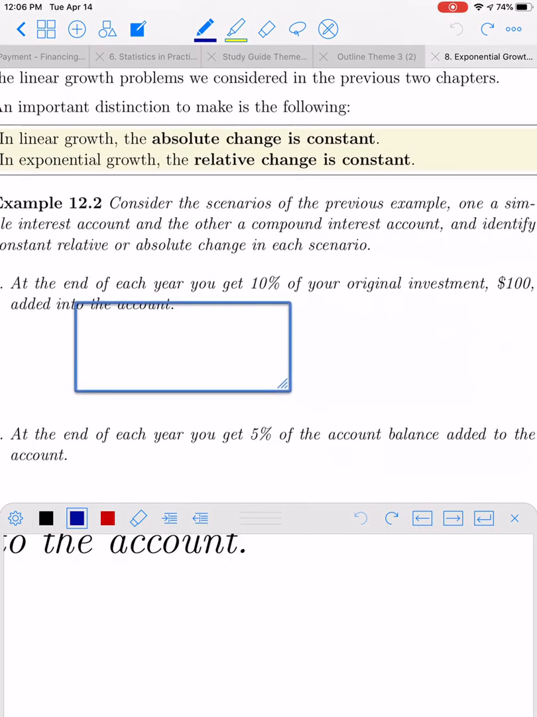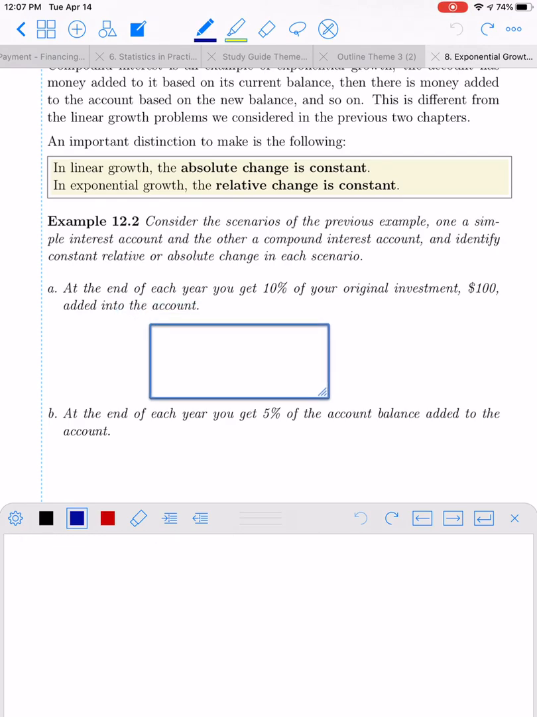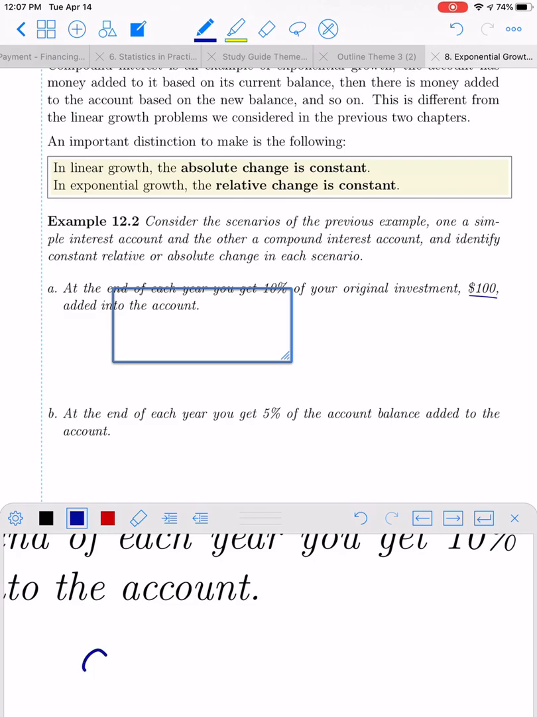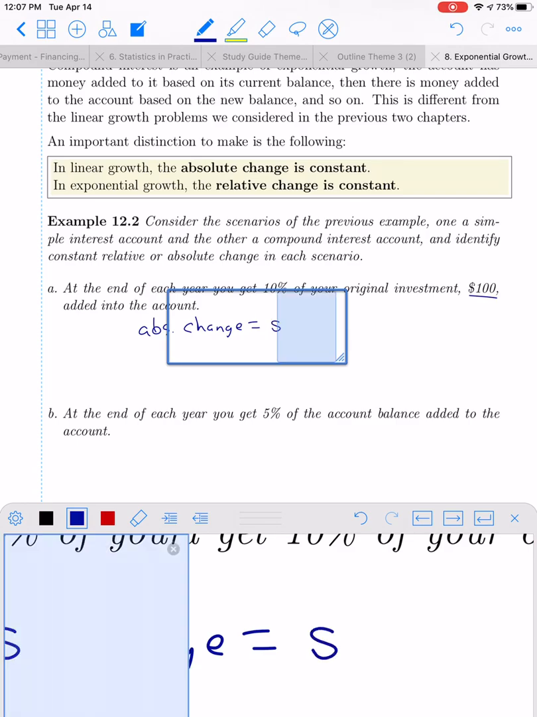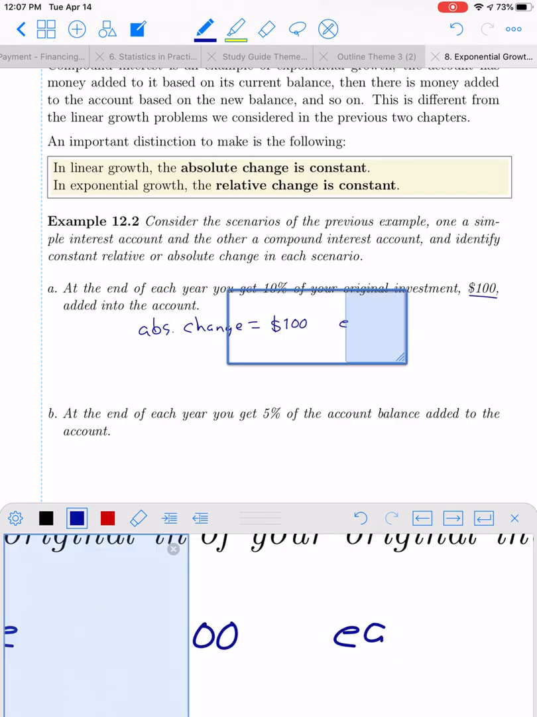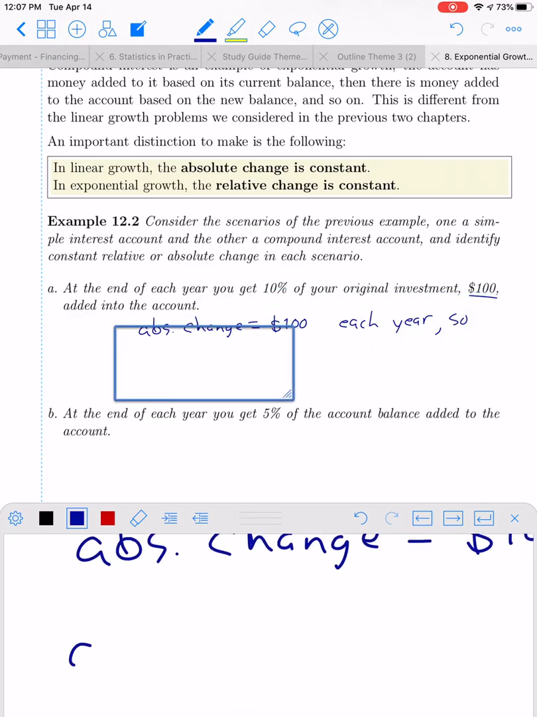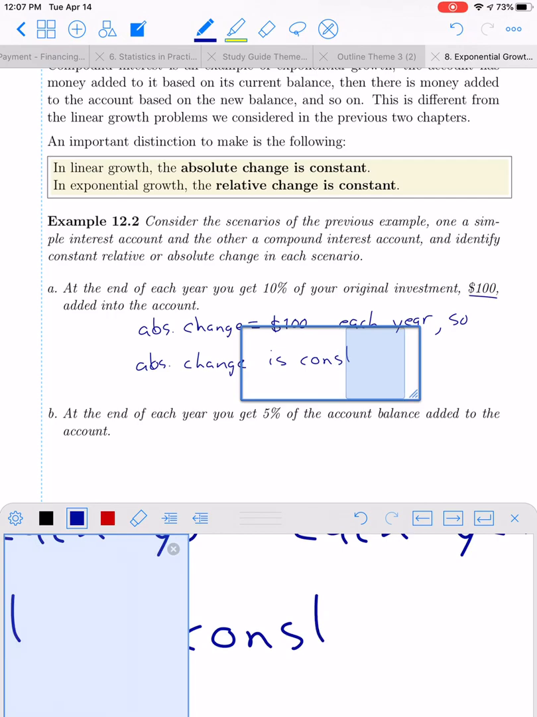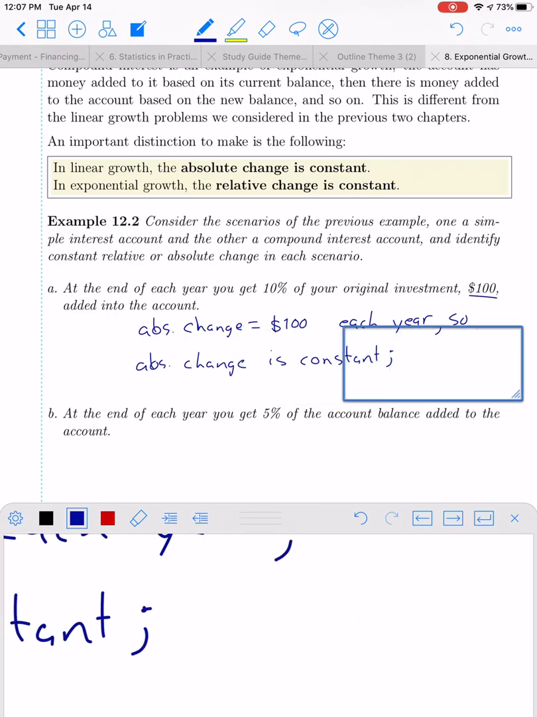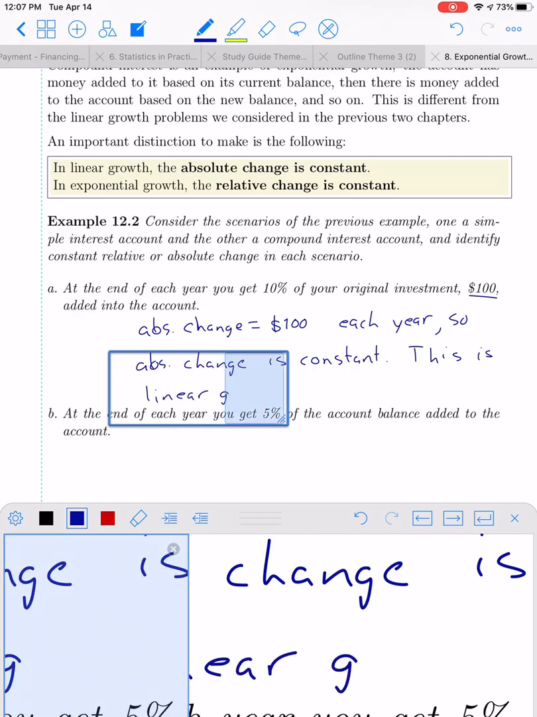Now, this is the question essentially right here in front of us that we just answered. At the end of each year, you get 10% of your original investment, $100, added into the account. So I'll just write it out. The absolute change is equal to $100, and that's each year. So from year to year, that doesn't change. The absolute change is constant. This is linear growth.